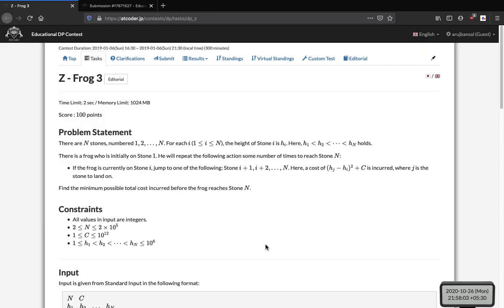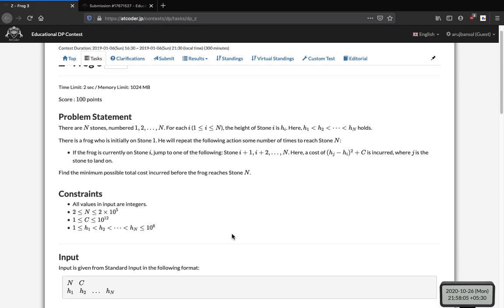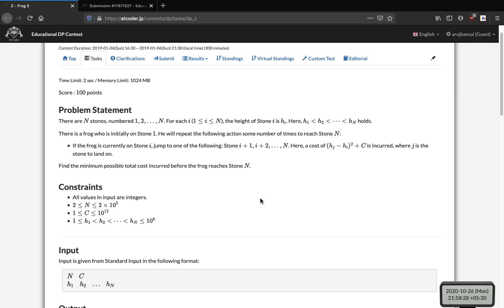And so the problem is basically that we have n stones arranged in ascending order, and to jump from some stone i to some stone j, where j is greater than i, we incur a total cost of (h[j] - h[i])^2 + c, where c is some constant. And now we have to find the minimum cost to reach the last stone, which is stone n.